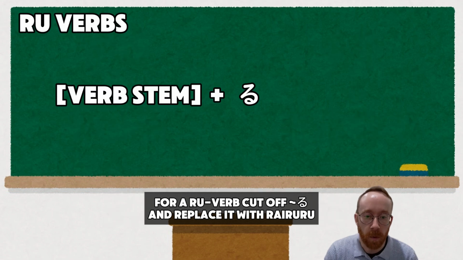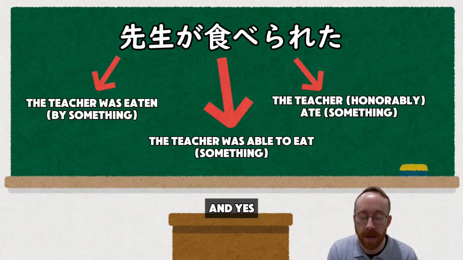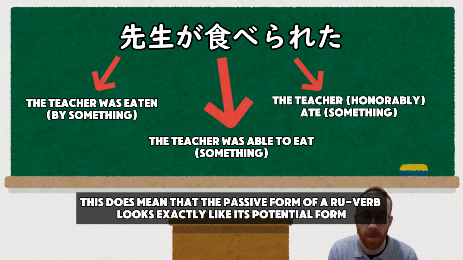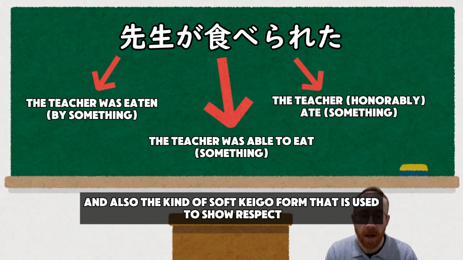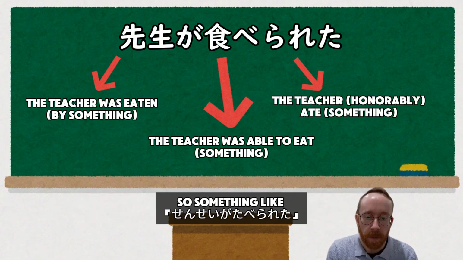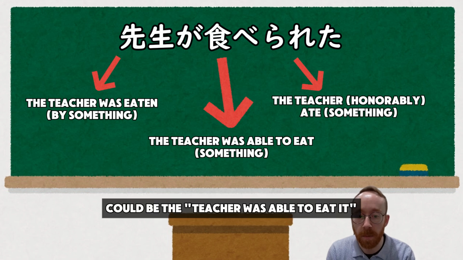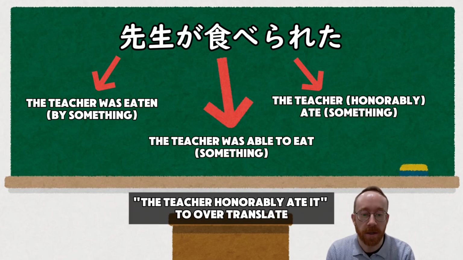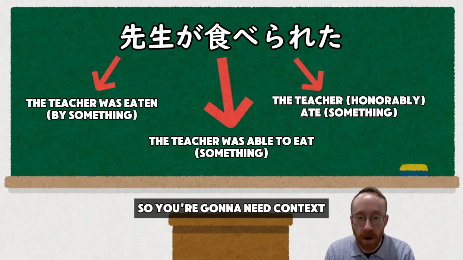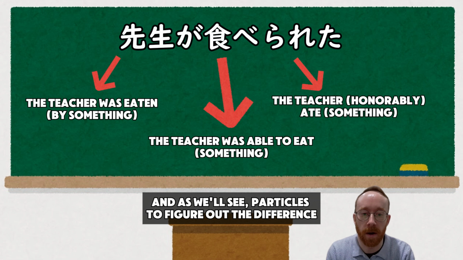For a ru verb, cut off ru and replace it with rareru, so taberu becomes taberareru. And yes, this does mean that the passive form of a ru verb looks exactly like its potential form, like can eat, and also the kind of soft keigo form that is used to show respect. So something like sensei ga taberareta could be the teacher was able to eat it, the teacher honorably ate it to overtranslate, and the teacher was eaten. So you're going to need context and, as we'll see, particles to figure out the difference.